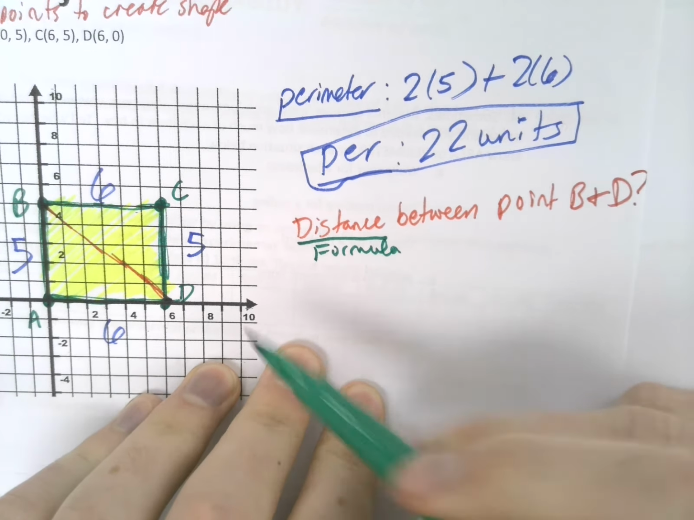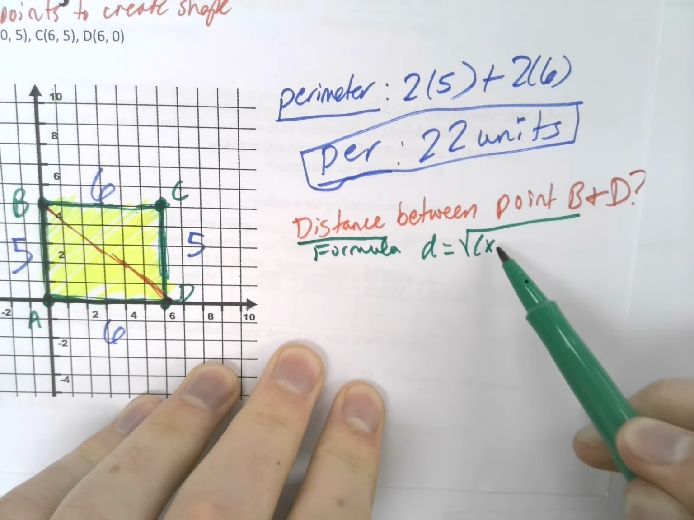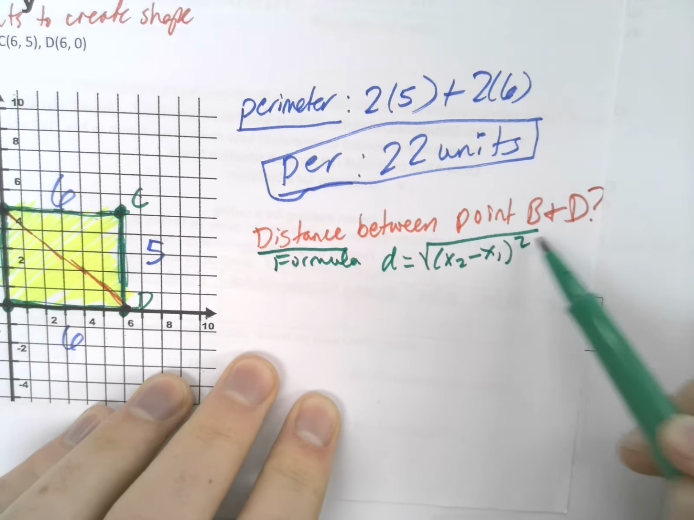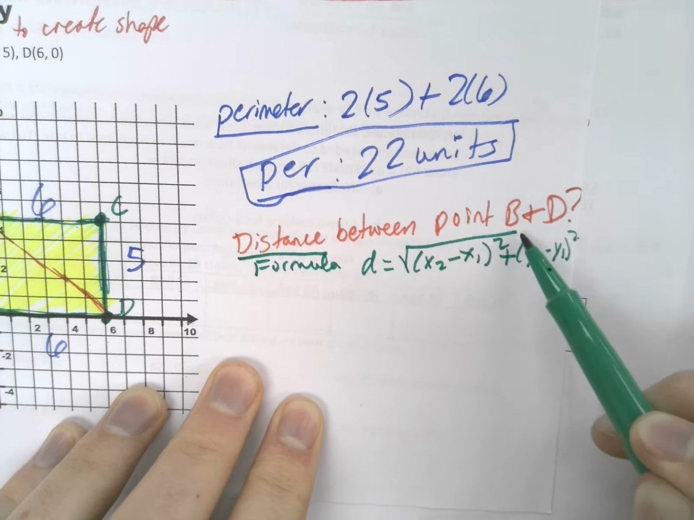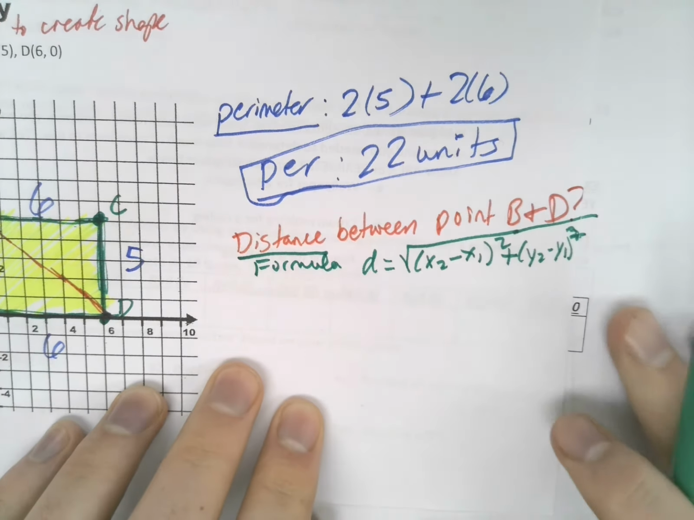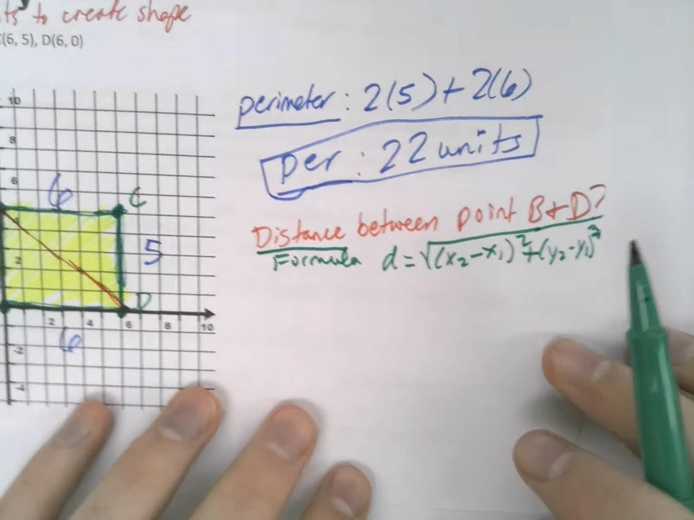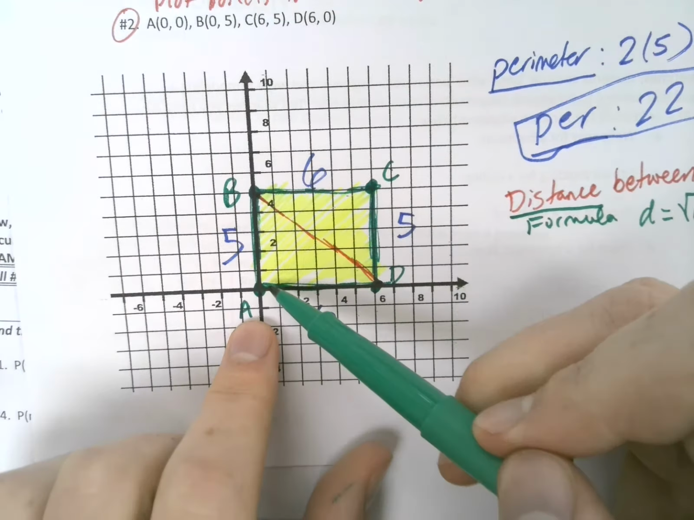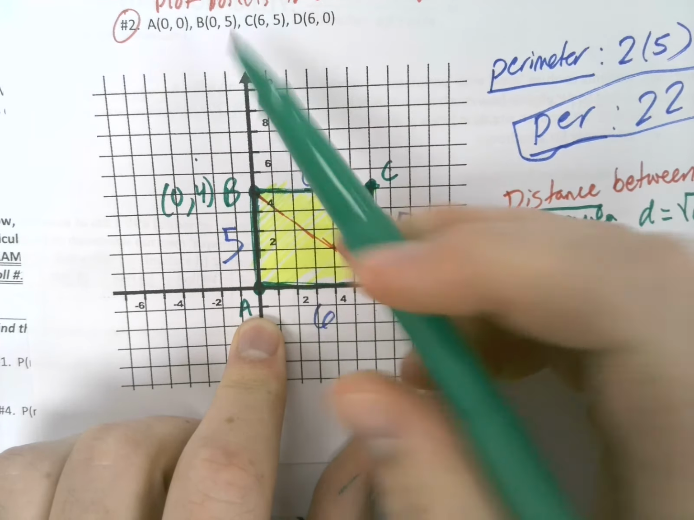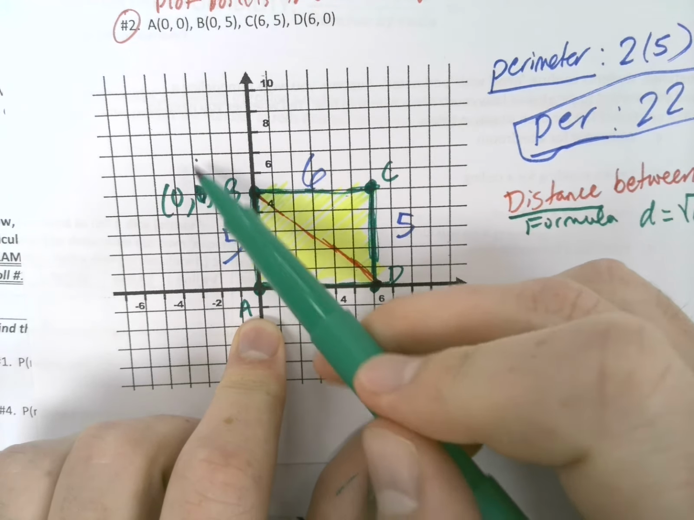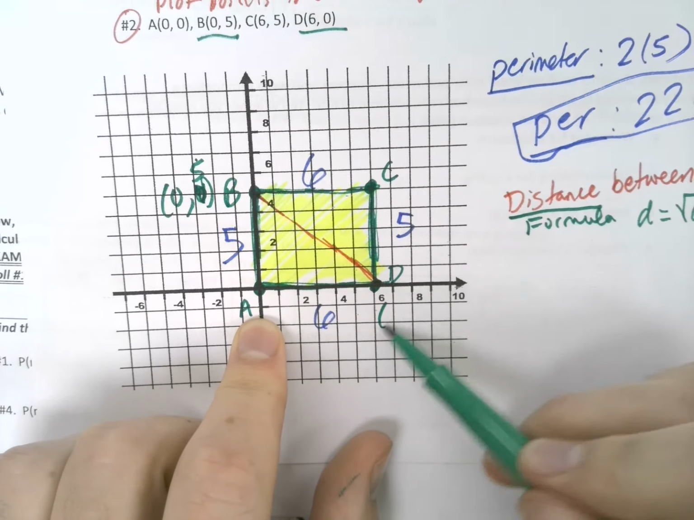Anytime you want to find the distance between two points, you can always bust out the square root of x2 minus x1 squared plus y2 minus y1 squared. You can always bust out this formula, but you have to make sure you have the points right. So we've got B, which is at, I'll write it over here, B at 0, 5, my bad. We've got that written up here. And D is at 6, 0.